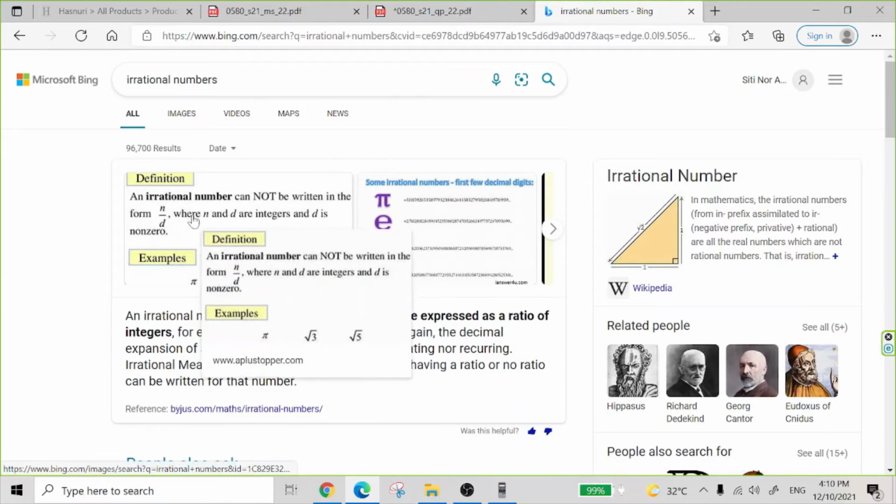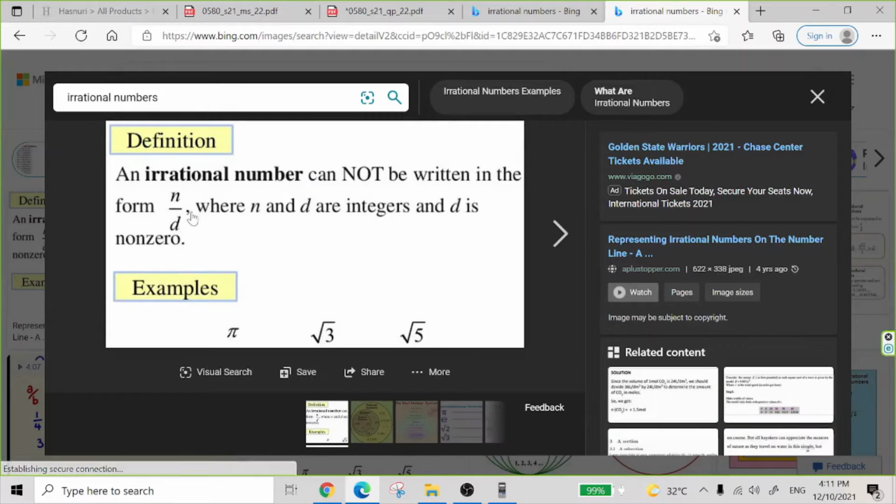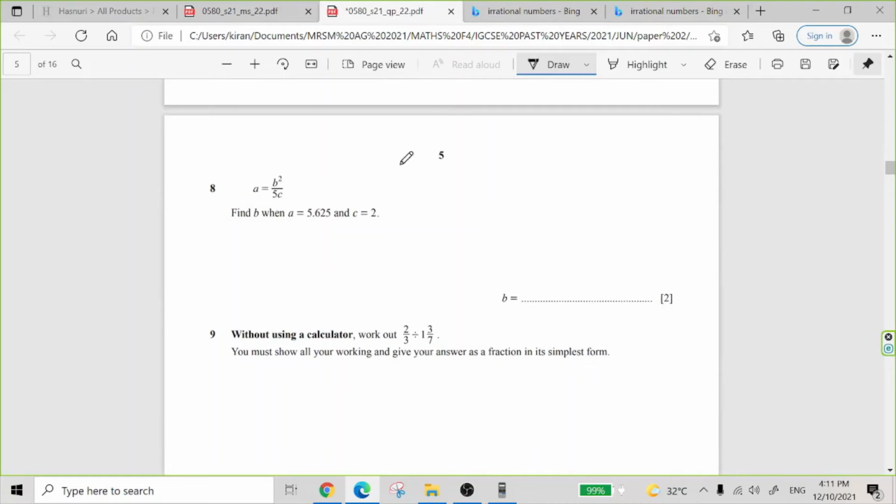Okay, so kat sini irrational number cannot be written in the form of n over d, where n and d are integers and d is non-zero. Maknanya kita tak boleh tukar kepada bentuk fraction. Kalau recurring decimal tu, still we can convert it into fraction. But kalau irrational number ni memang you tak boleh tukar dia dalam bentuk fraction. Okay, that is what it is all about irrational numbers. So we go to next question number 8.